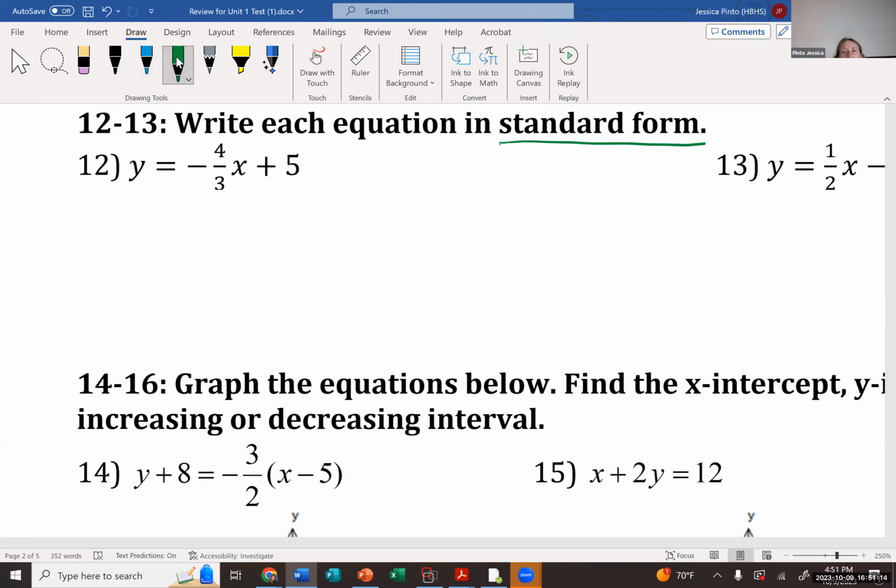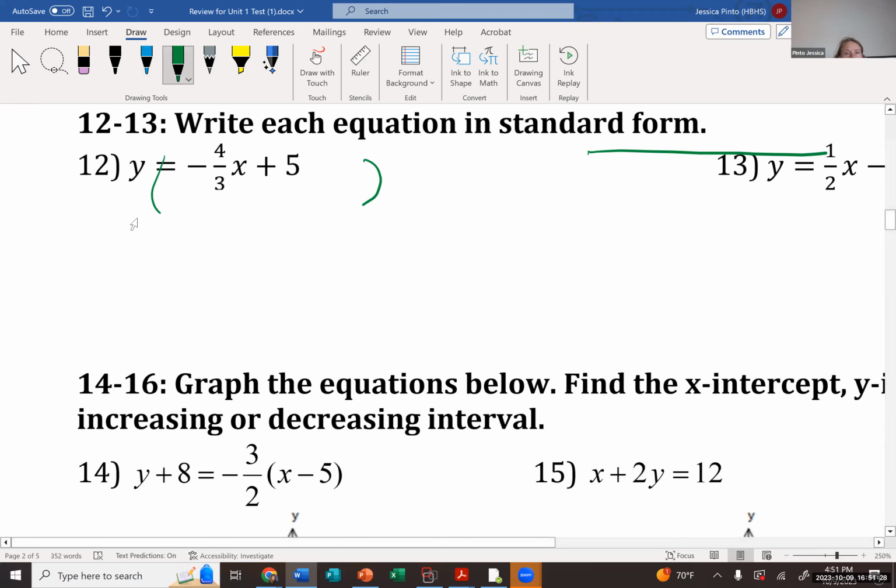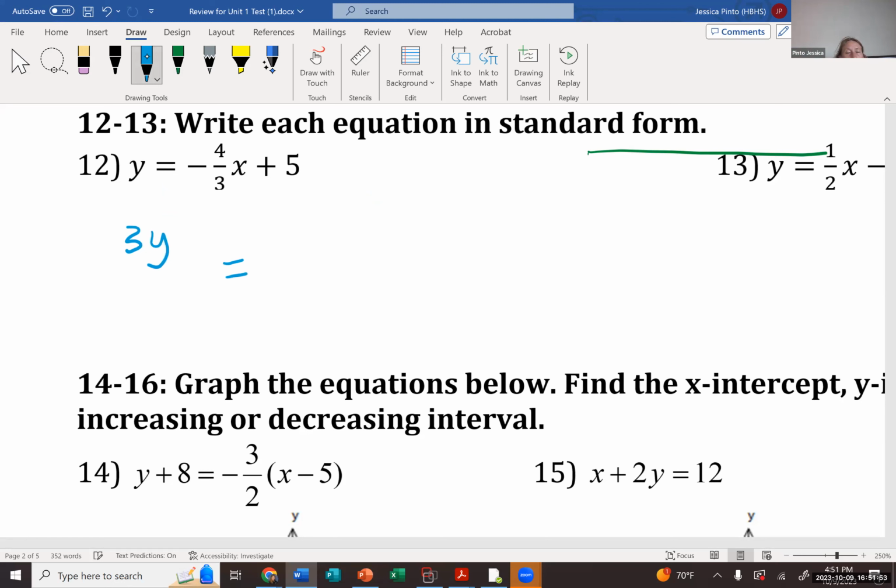So now we want to write these in standard form. So for number 12, seeing that we have a denominator, we want to multiply everything by the denominator. My eraser is not working. So I'm multiplying everything by 3.